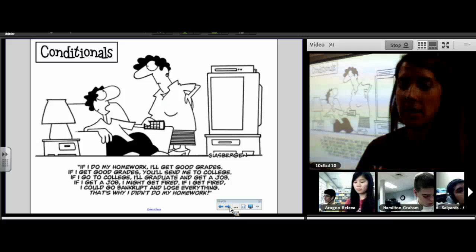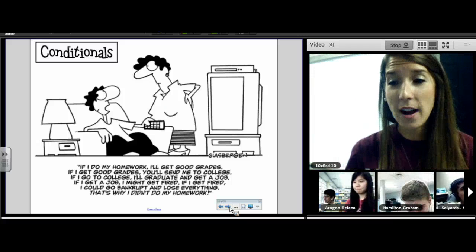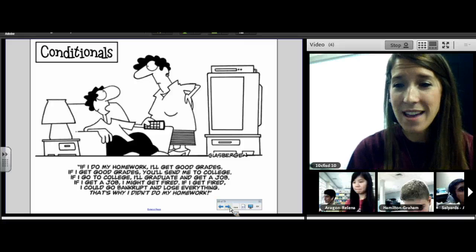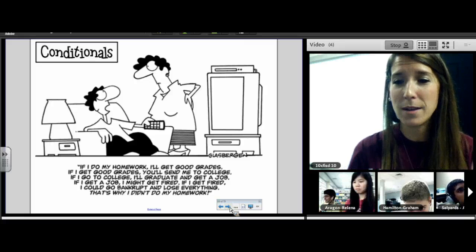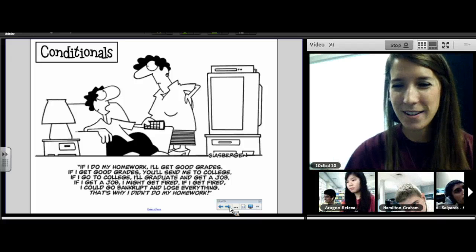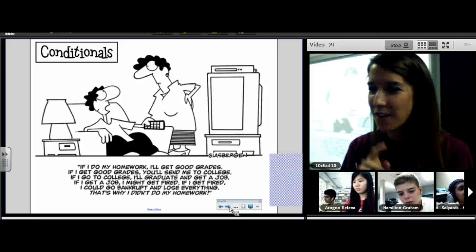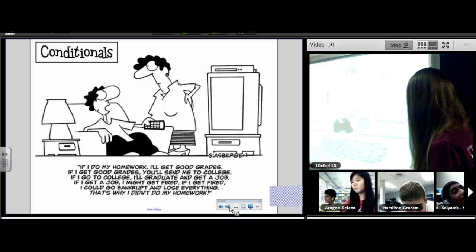If I do my homework, then I'll get good grades. If I get good grades, you'll send me to college. If I go to college, I'll graduate and get a job. If I get a job, I might get fired. If I get fired, I could go bankrupt and lose everything. And that's why I didn't do my homework. Do you ever tell your parents that? True, true. Another example of if-then statements. Yeah, it's cute. Okay.